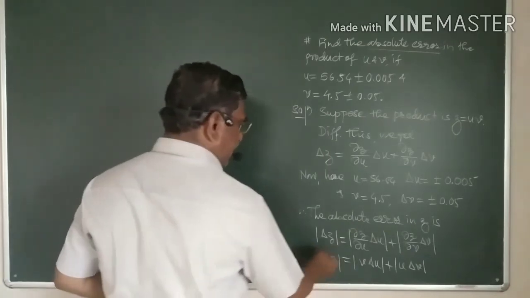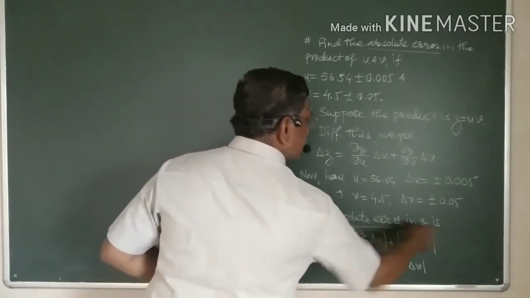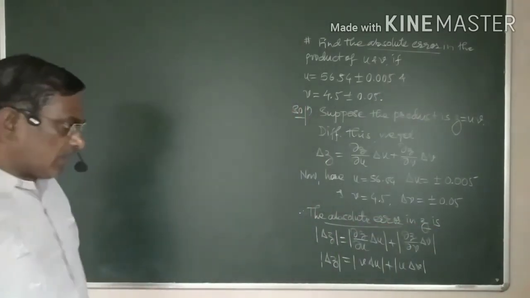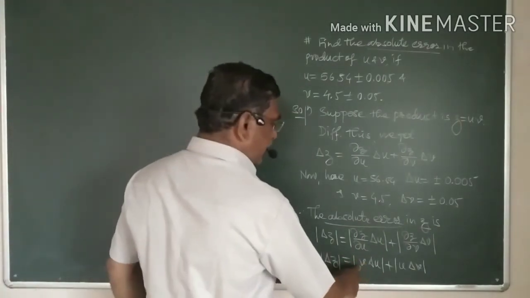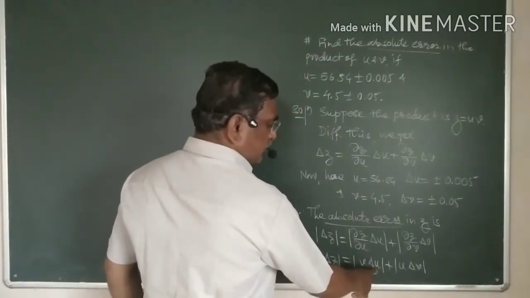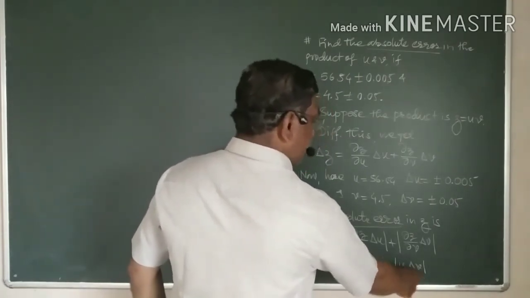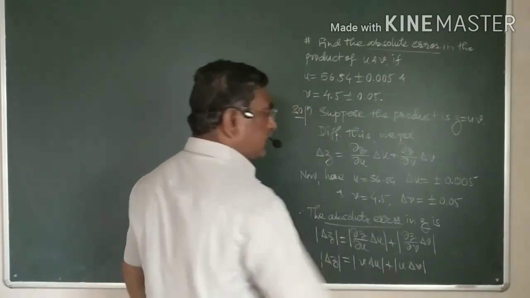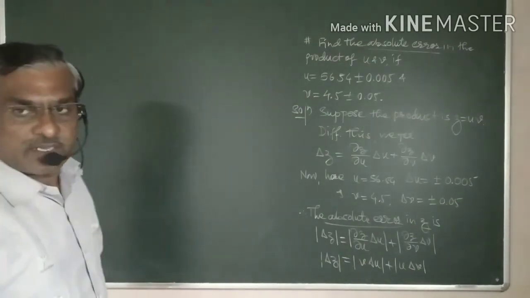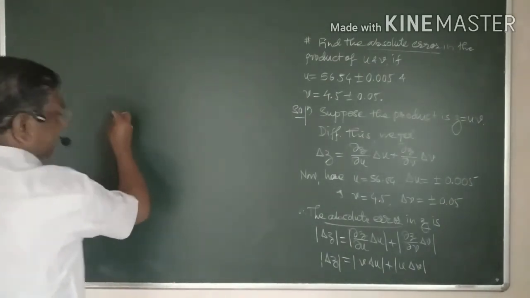This is mod del Z, I mean the absolute error in Z. Okay. Now we know the value of V, you know the value of del U, you know the value of U, you know the value of del V. Let us substitute these values and do the calculation. You will get the final answer. Okay. Therefore, let us do that one.